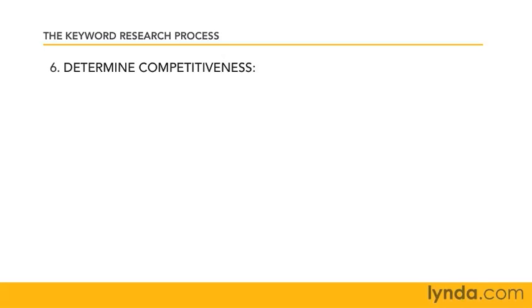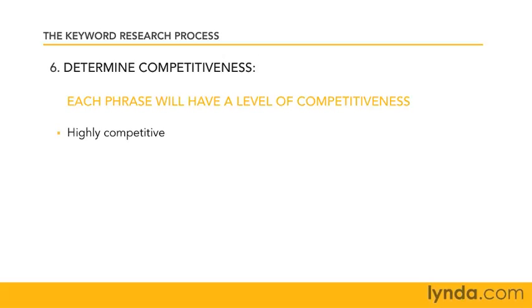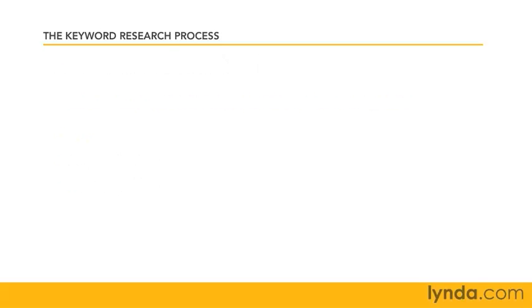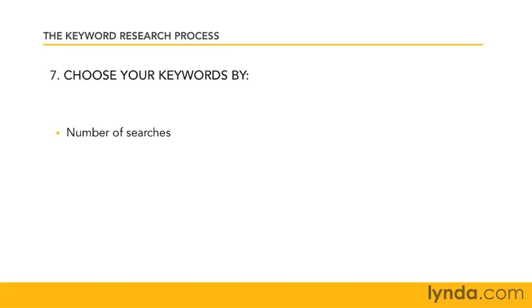When I talk about competitiveness, I'm talking about how many other websites are targeting those same keyword phrases. Each phrase can be broken down into a specific level of competitiveness, from highly competitive to fairly competitive to non-competitive. Once you've determined the level of competitiveness, you're ready to choose which keyword phrases you'll actually use in your SEO program. Basically, you'll be choosing them by looking at the number of searches they receive, the relevancy to what you offer on your website, and the competitiveness level.